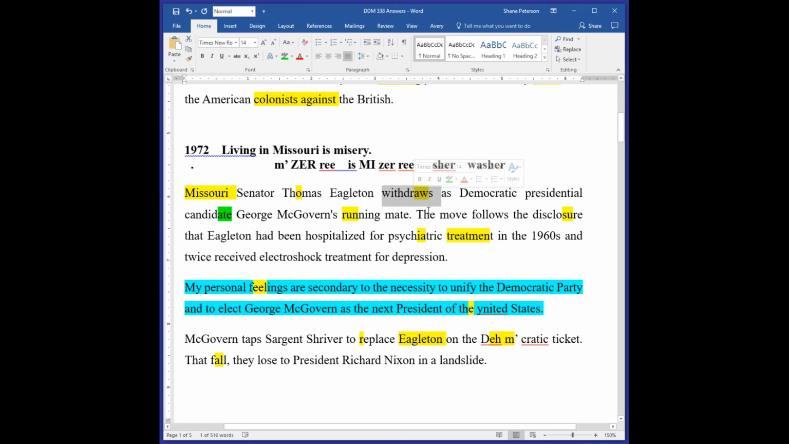Withdraws. Withdraws, draws, draw, withdraws, fall. Good. AW sound.